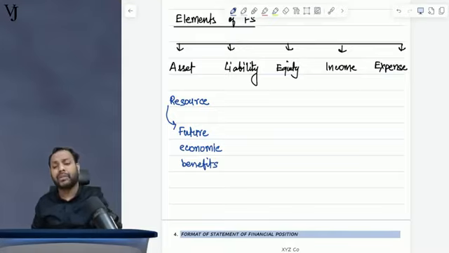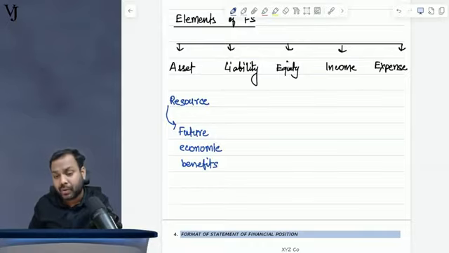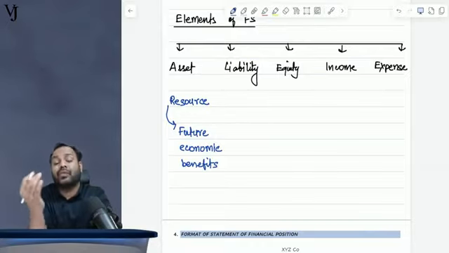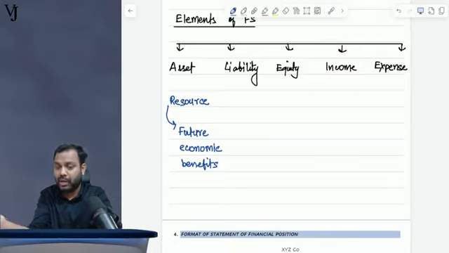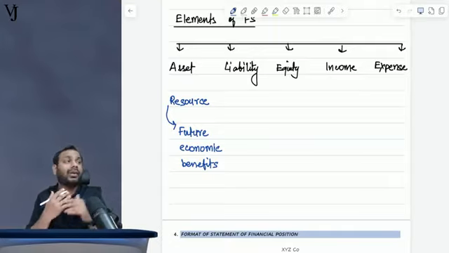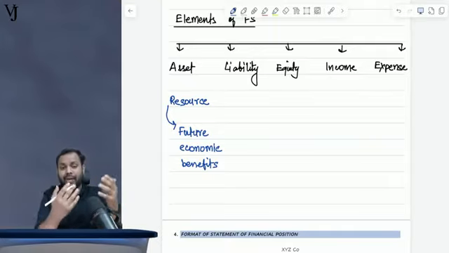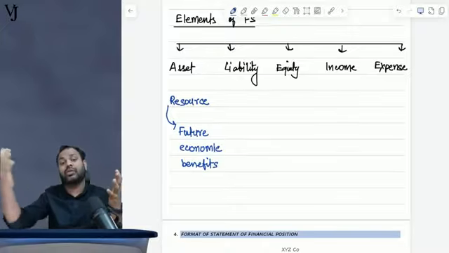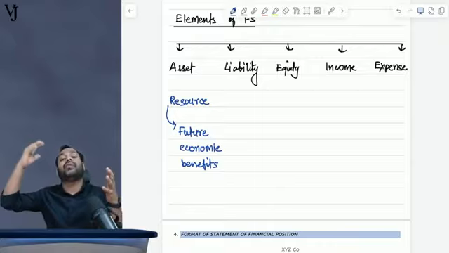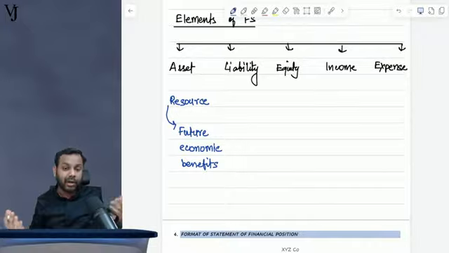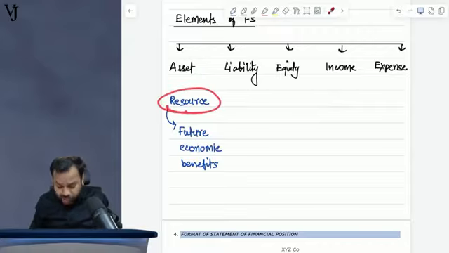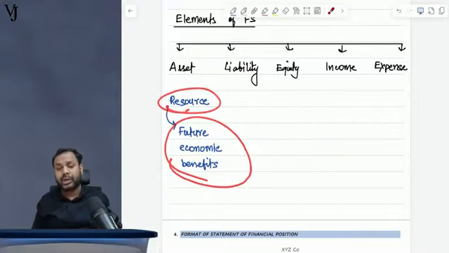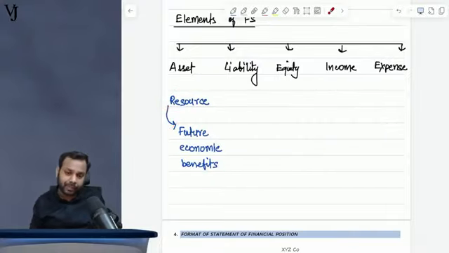For example, if I have this laptop, it will give me cash flows in the future. It's an asset for me. If I have a receivable from someone, the amount which I will receive in the future will be my future economic benefit. So assets are a resource which will give me future economic benefit.